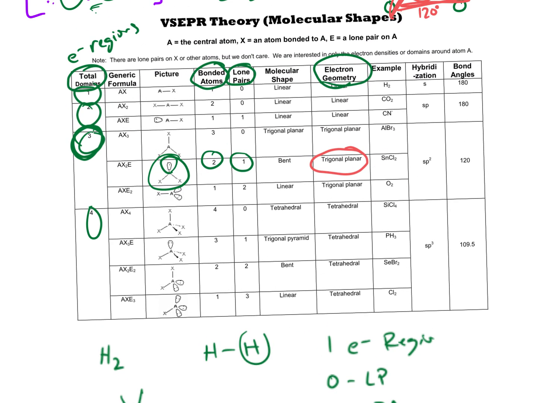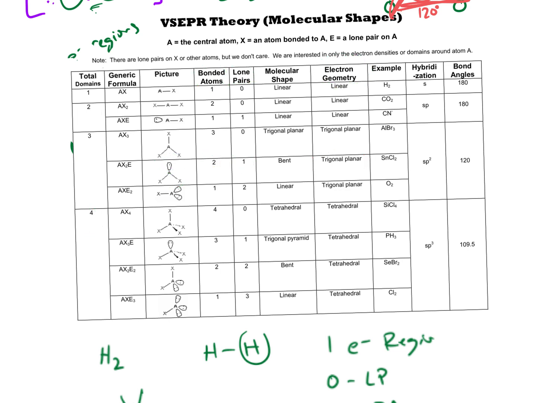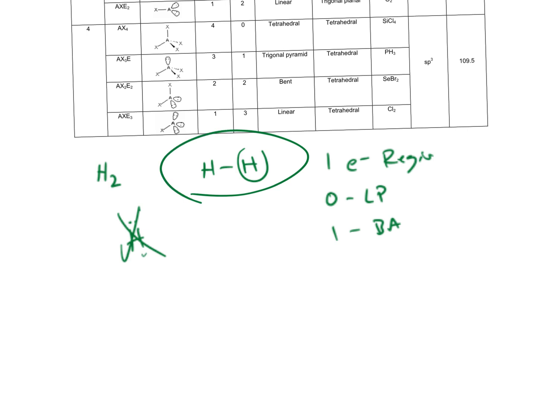So we go to our, I'm going to erase this. We go to our domains or our regions. There's one region. And there's only one option here. That's it. And it's linear. Does it make sense? This is a linear shape. You've got two atoms, as far apart as they can be, just a straight line.